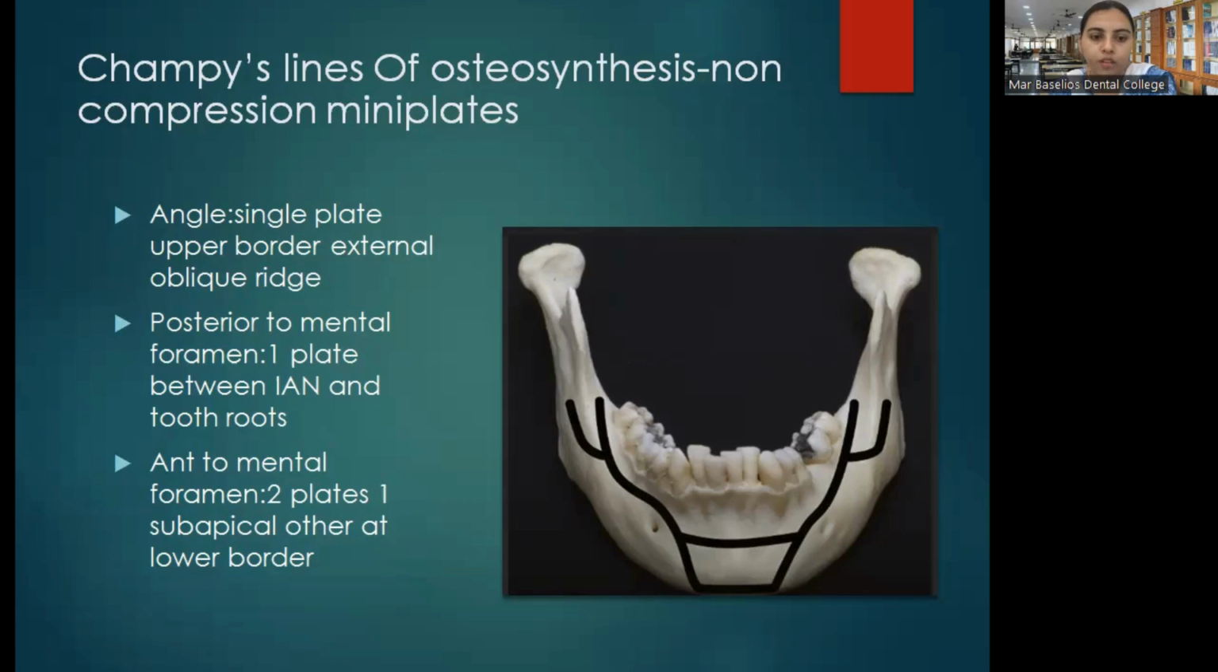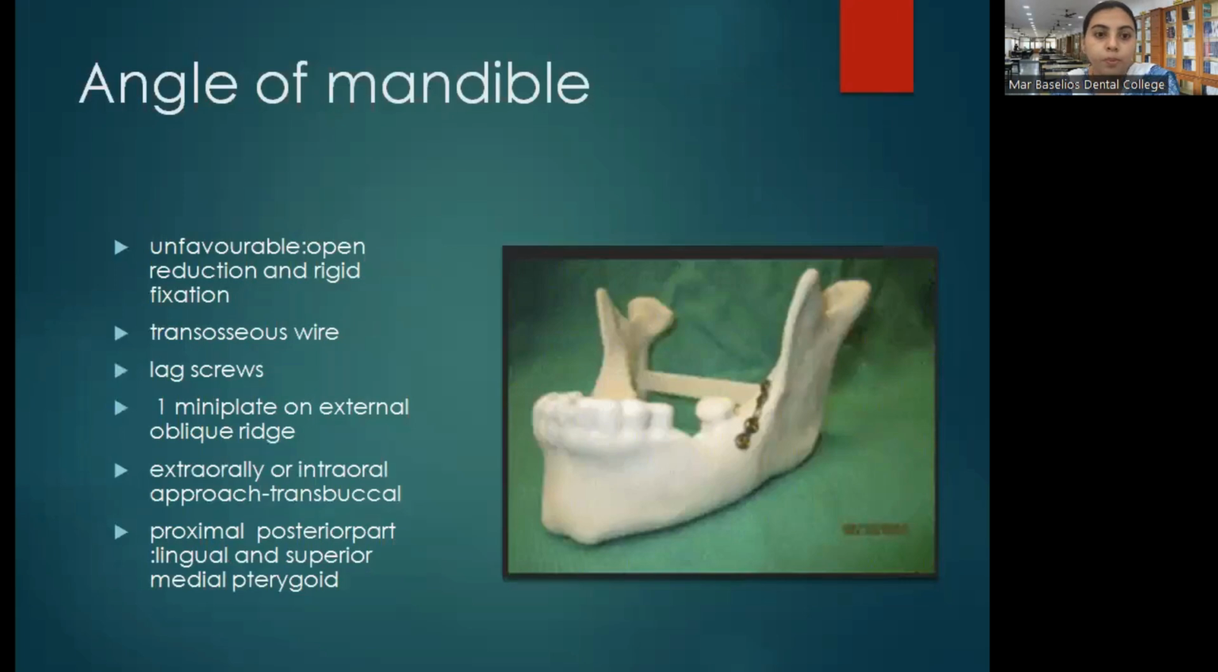And posterior to the mental foramen, that is in the body of the mandible, you can give one plate between the inferior alveolar nerve and the tooth roots. Now, based upon the site, if you're asked a question of how do you manage a mandibular fracture at the angle, what is the specialty of the angle? The angle has a lot of muscle attachments.